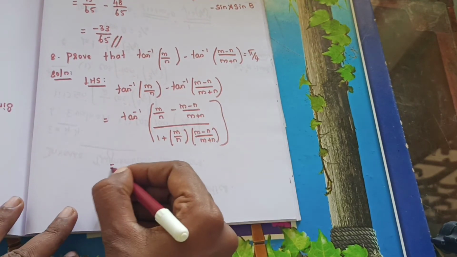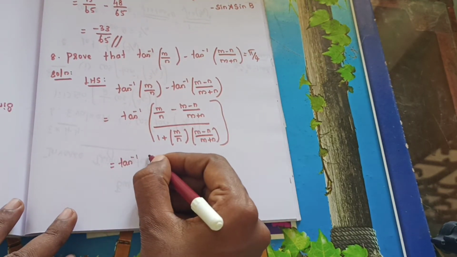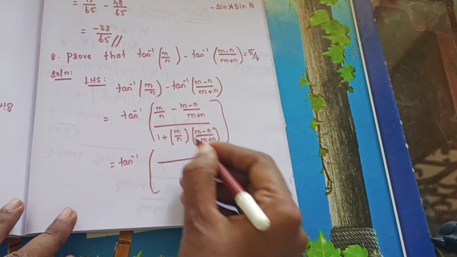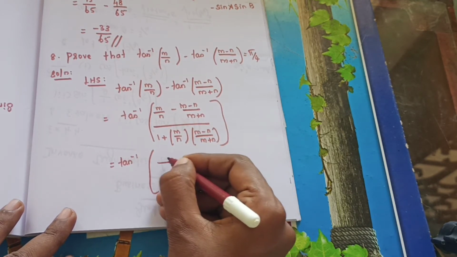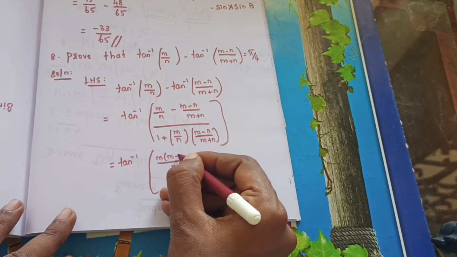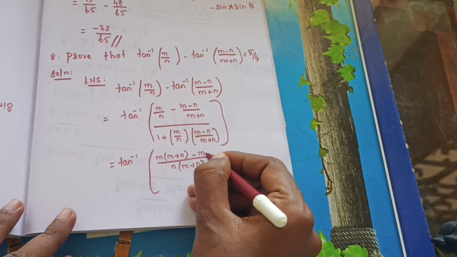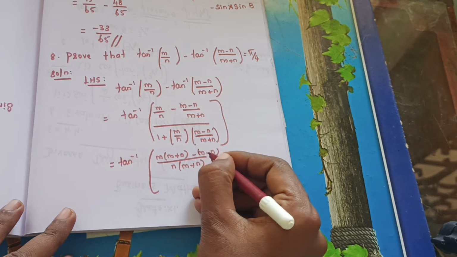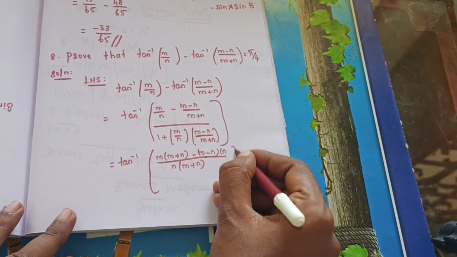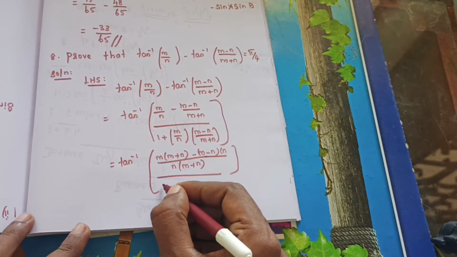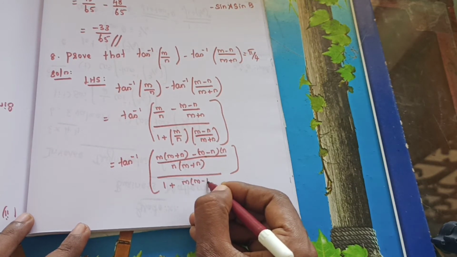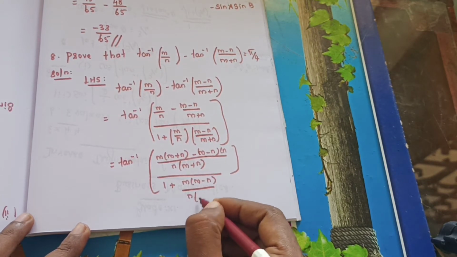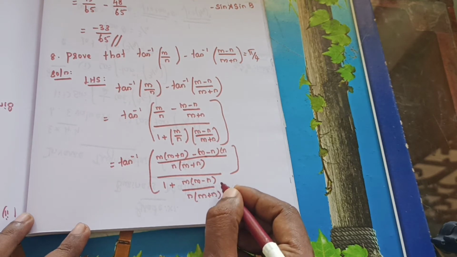So that's equal to tan inverse of, what's the LCM in the numerator? n into m plus n. Now multiply m into m plus n minus m minus n into, do it very carefully, into n. Okay, then divided by 1 plus, multiply these two first. So m into m minus n divided by n into m plus n.